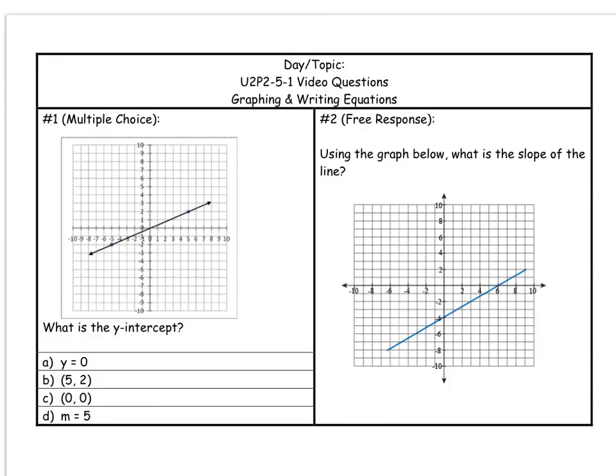Okay, last 2 questions. Multiple choice question 1, what is the y-intercept of this line graphed above? And question number 2, use the graph below, what is the slope of the line? If the slope of the line simplifies to an integer, put in the integer. If it stays a fraction, then just enter it as a fraction.